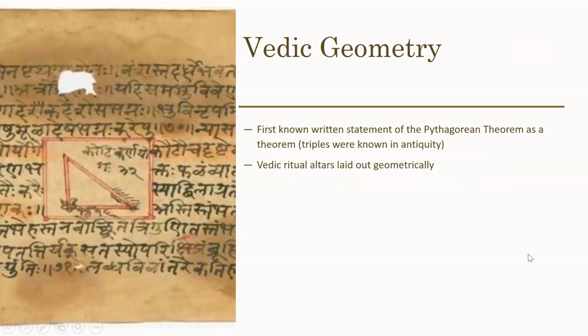Okay, so Vedic geometry in India. This is the first known written statement of the Pythagorean theorem as a theorem. There's a difference between knowing that 3, 4, 5 is a Pythagorean triple and being able to have a formula that you can generate or solve triangles with. So the Indians had that Pythagorean theorem as a theorem. Also, they would use geometry mostly to lay out ritual altars to make sure that they were perfect.